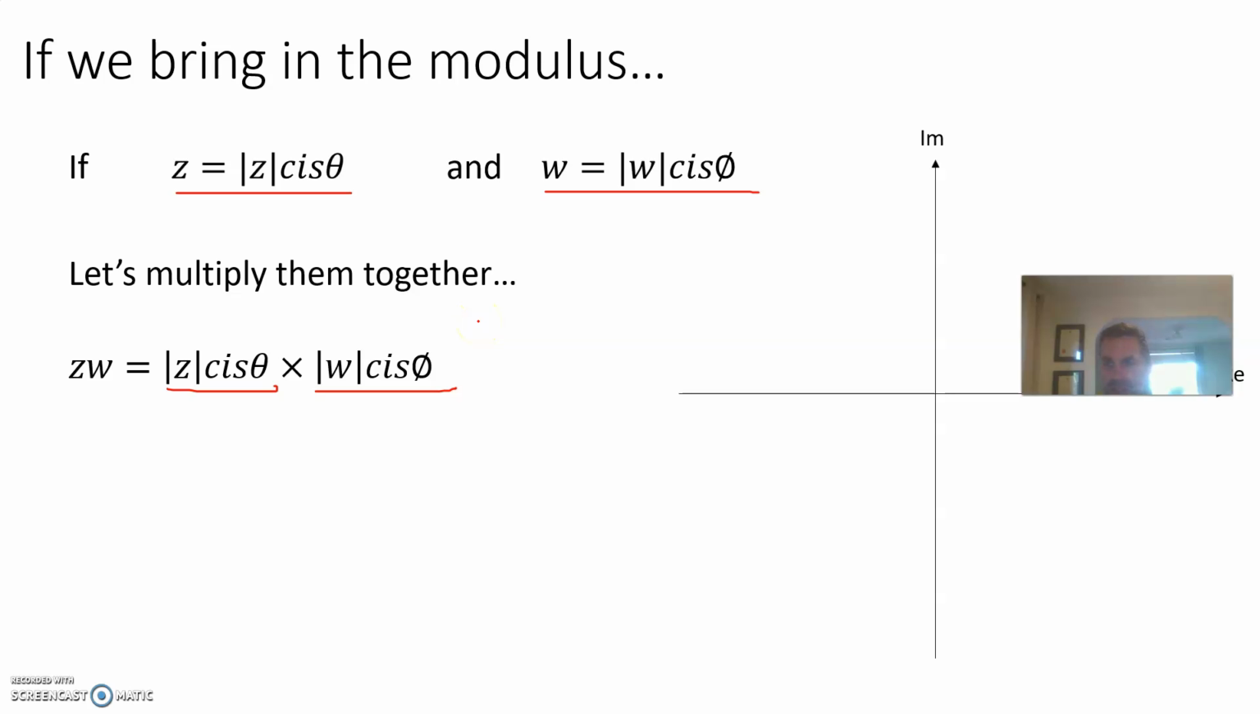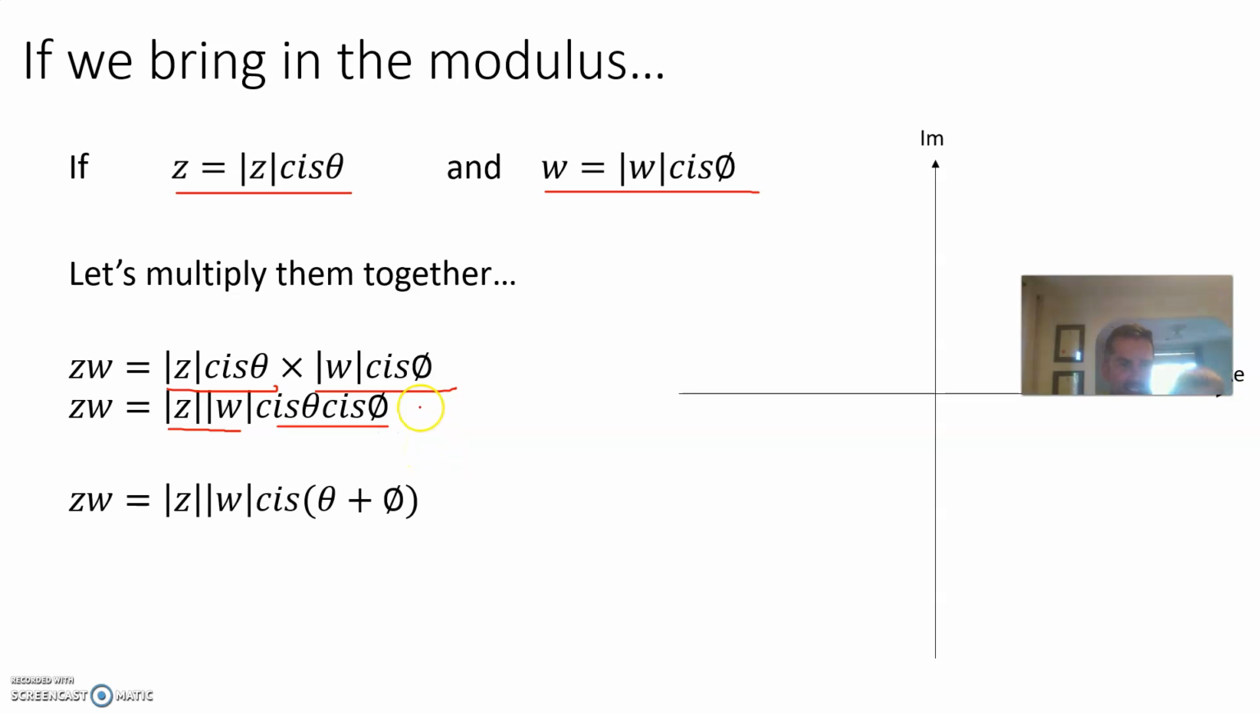Now, because we're just multiplying stuff together, we can rearrange that and put the mod z and the mod w out the front. And then we've got cis theta and cis phi coming after that, okay? So if we look at this part here, we know from our rules for cis that we can just do theta plus phi and combine them together.